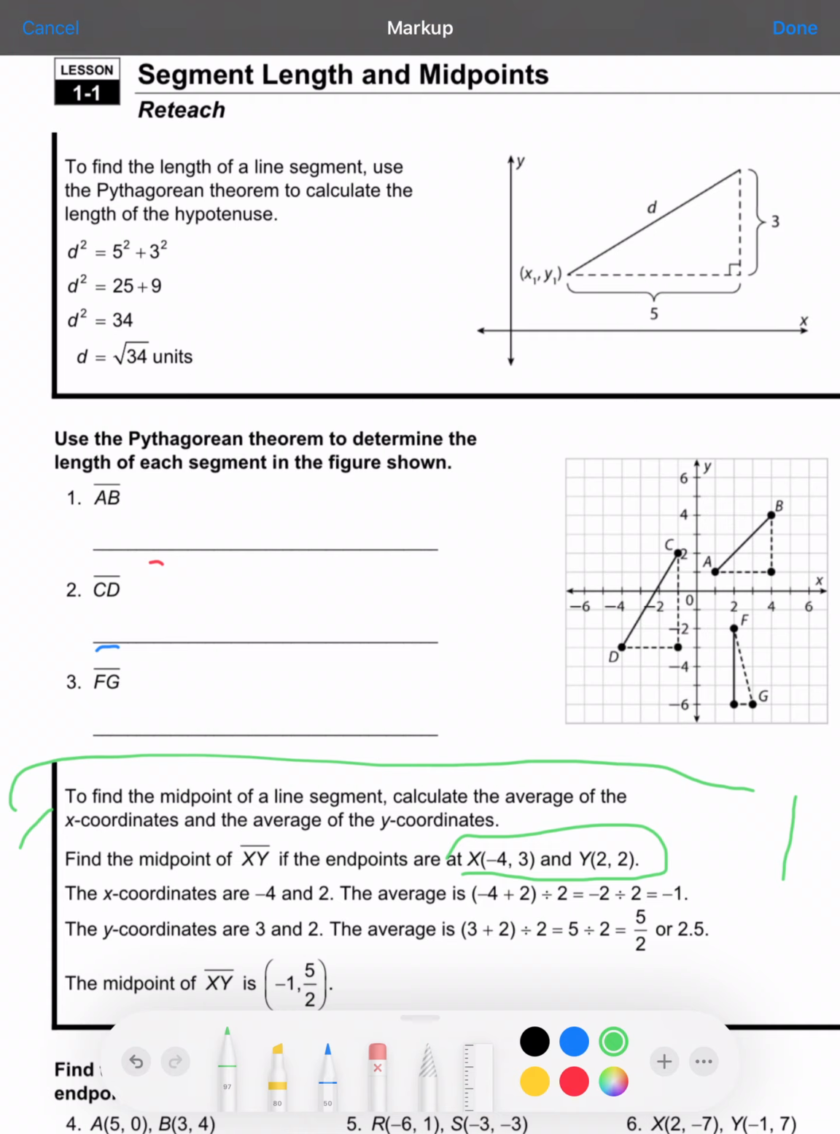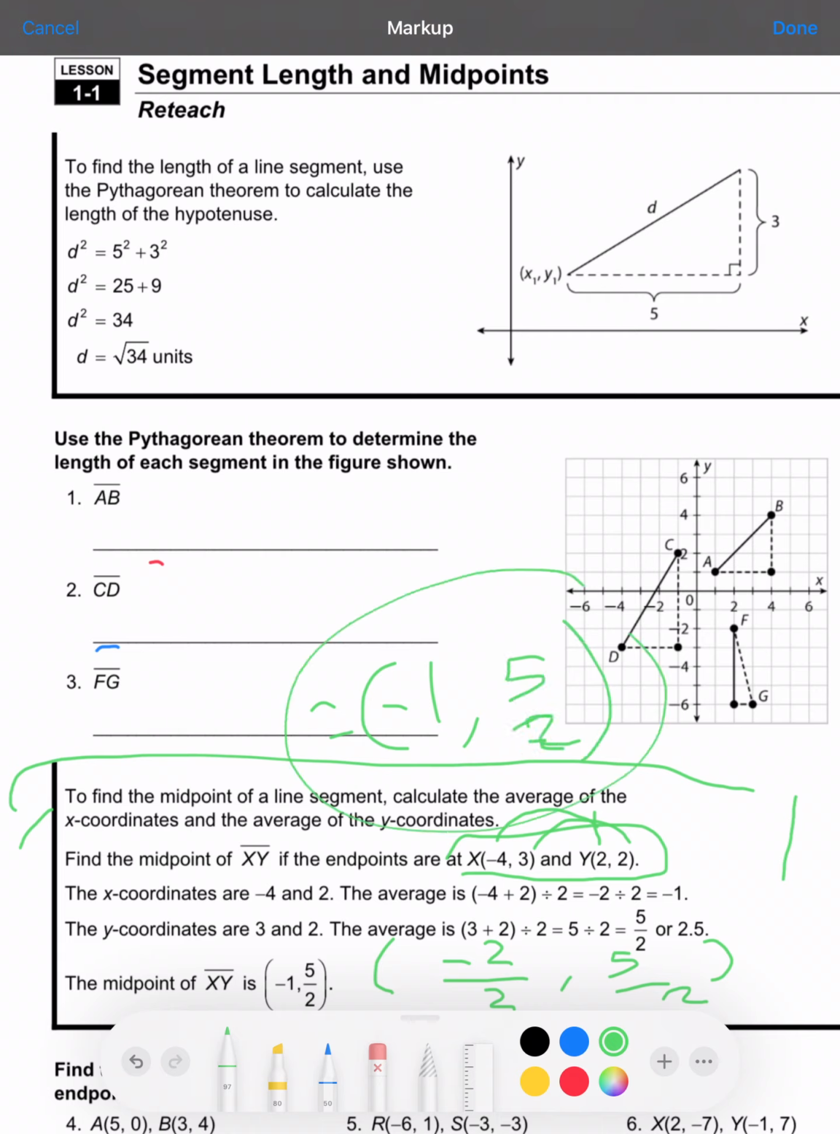Now to find the x coordinate of the midpoint here, I add the x coordinates. So -4 plus 2 equals -2, over 2. And for the y, I add the y's. 3 plus 2 equals 5, over 2. Here -2 over 2 is -1, and 5 over 2 is 5 over 2.